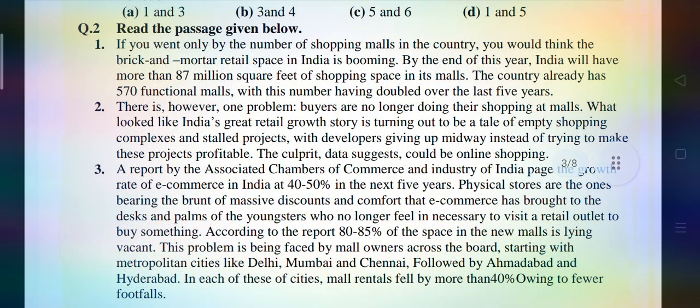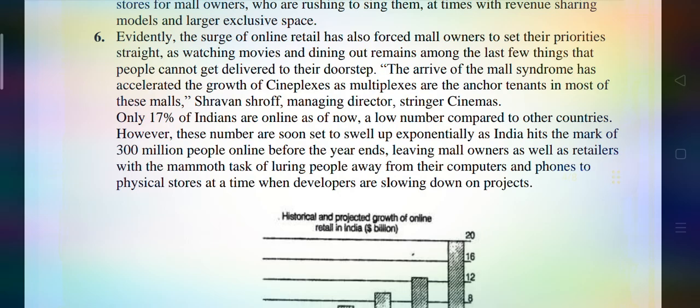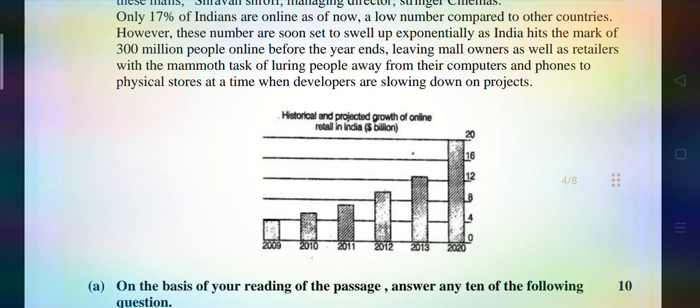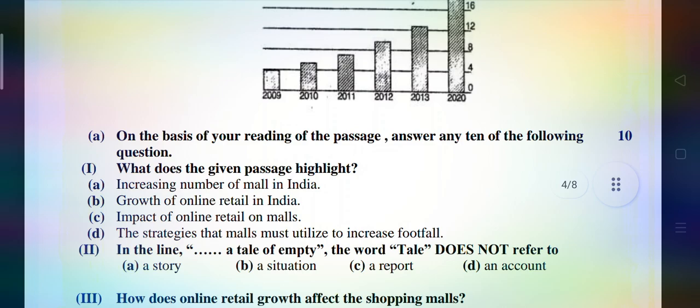This is the second passage. 4 paragraphs, 5, 6 paragraphs have been given in the second passage. A graph is also given below the paragraph. On the basis of reading and understanding the paragraph, answer any 10 of the following questions.